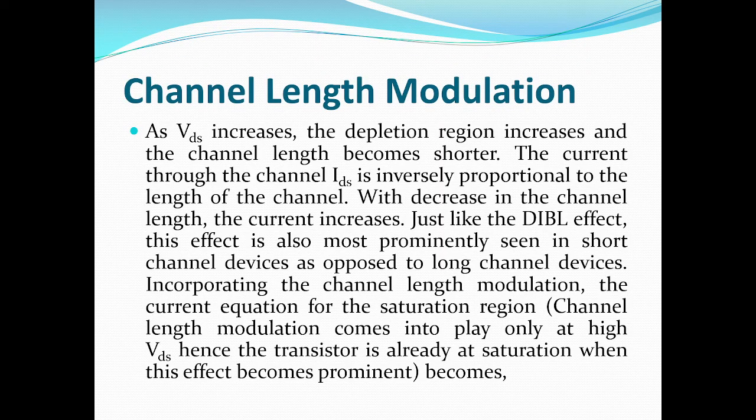Next, we will see channel length modulation. As we know, as VDS increases, the depletion region also increases and the channel length becomes shorter. The current through the channel is inversely proportional to the length of the channel. With the decrease in the channel length, the current increases. Just like the DIBL effect, this effect is also most prominently seen in short channel devices as opposed to long channel devices.